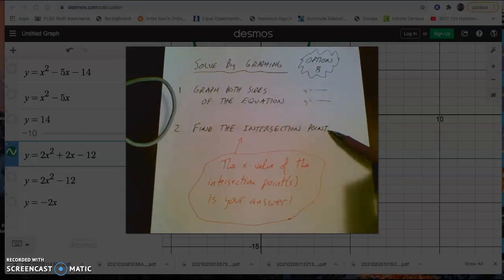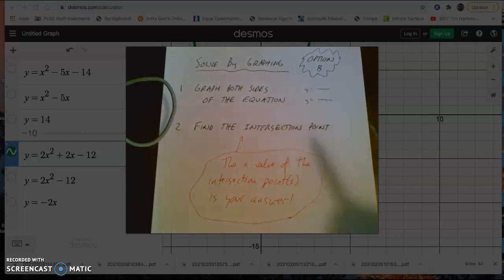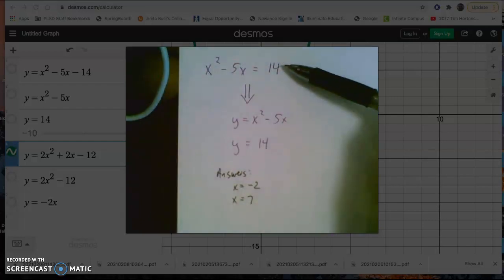If you just find the x value where they intersect, you have the answer to your equation. So maybe you like this one better, who knows? Let's go to Desmos and see what it looks like. This is a problem we worked on before. We rearranged it and set it equal to 0, graphed it and found the intercepts.